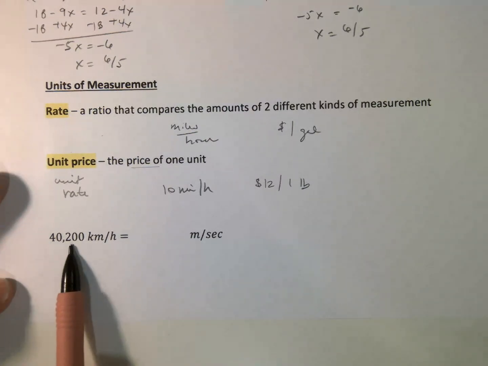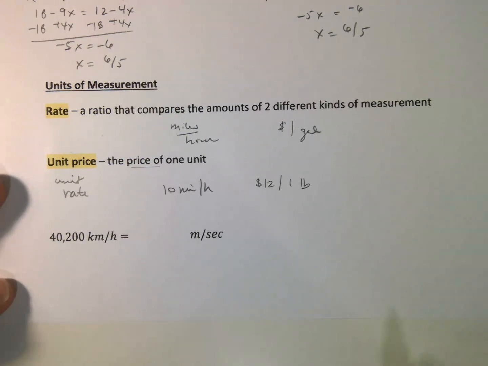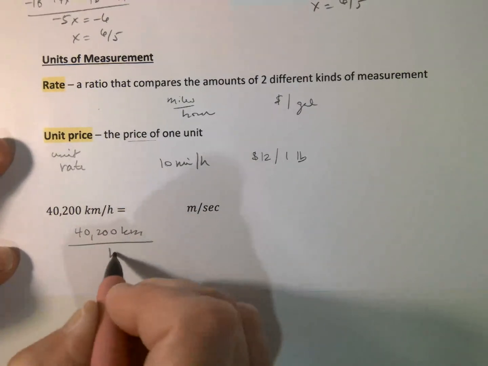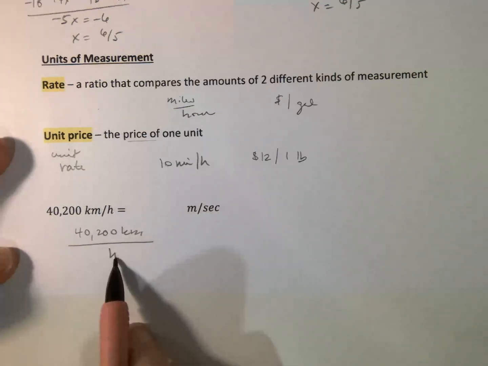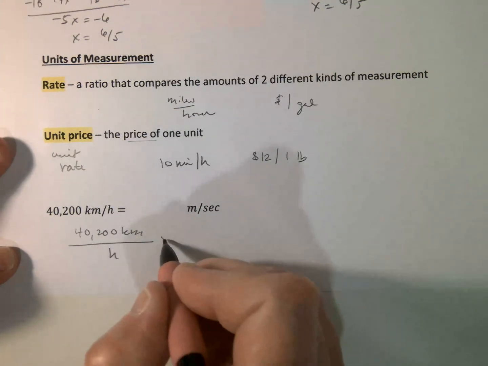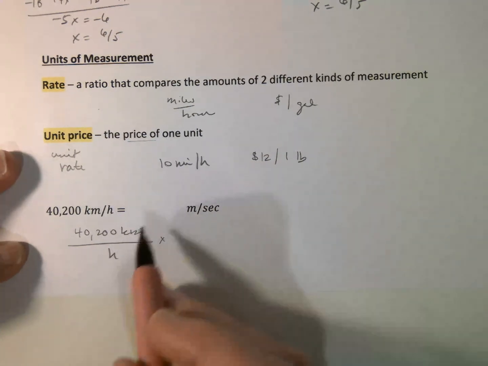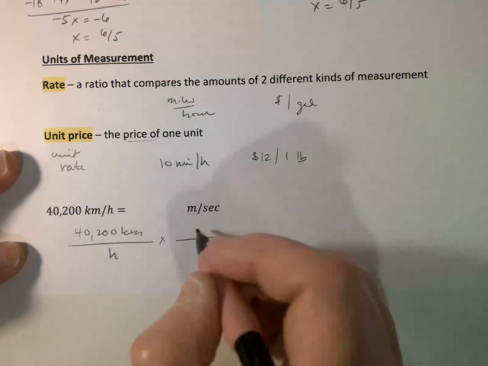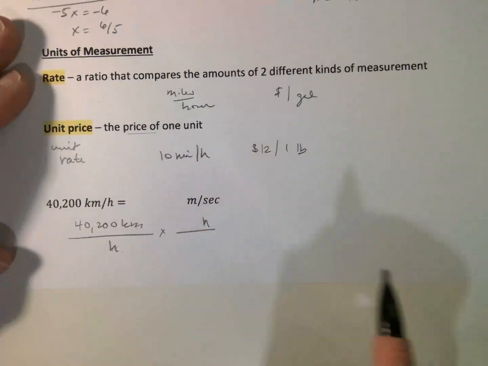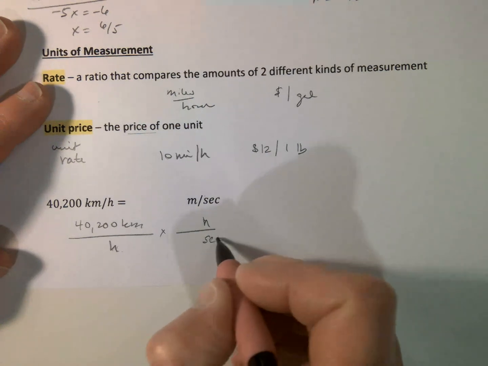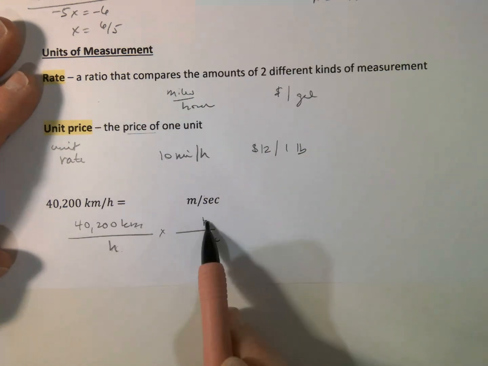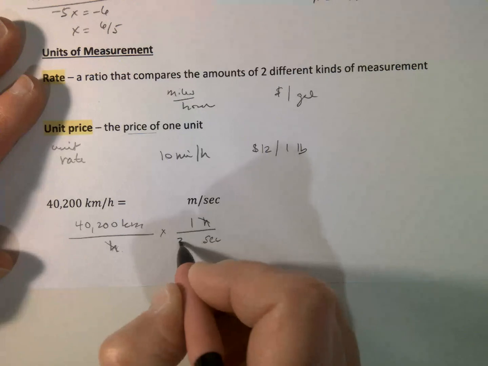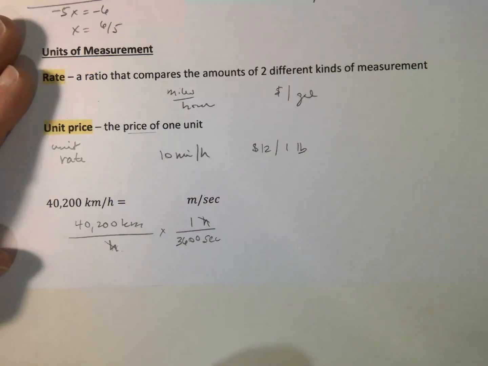Here I have 40,200 kilometers per hour, and I want to know how many meters per second that is. Let me show you how we set that up. First of all, you write it as a fraction, and I'm going to keep my units in there initially so that I can cancel them out. Pretend your units are variables, even though they're not. I want to get rid of the hours and change it to seconds. If I put the hours up top and treat them like variables, these would cancel out. Then all I need to know is how many seconds are in 1 hour. It's 3,600 seconds, because there are 60 seconds in a minute and 60 minutes in an hour.